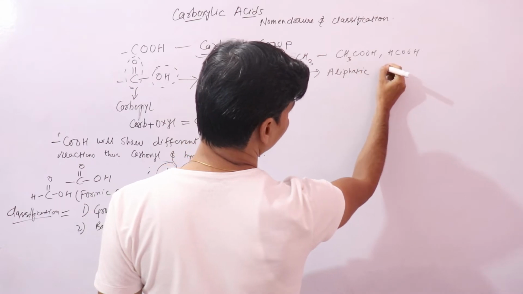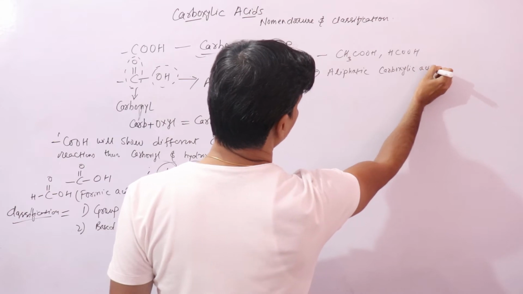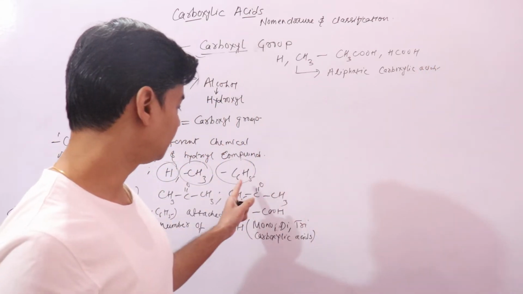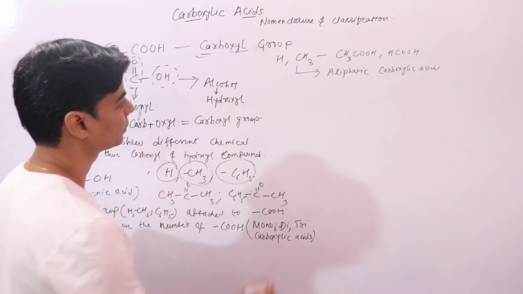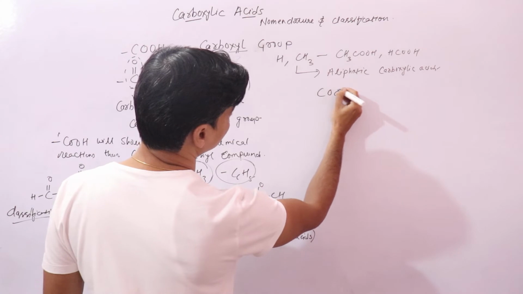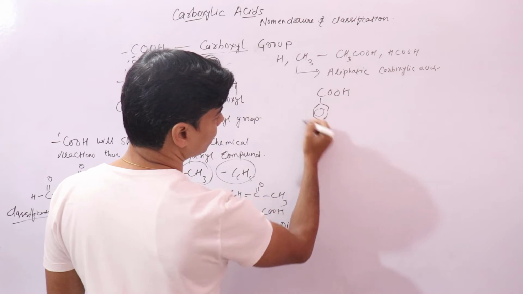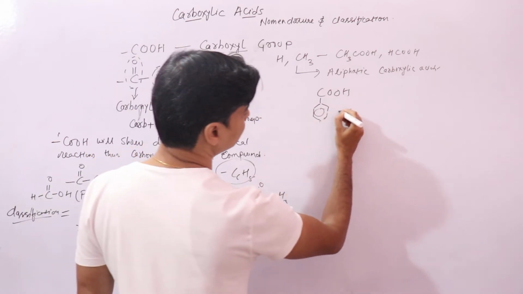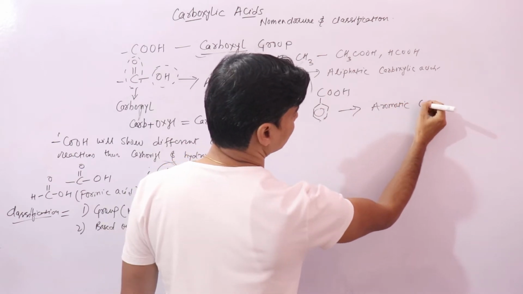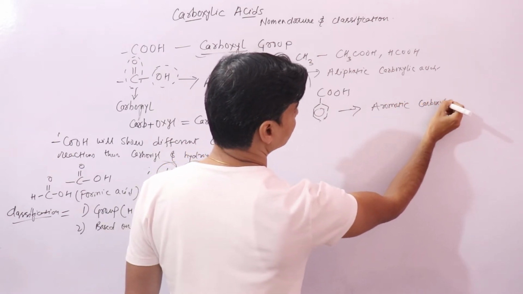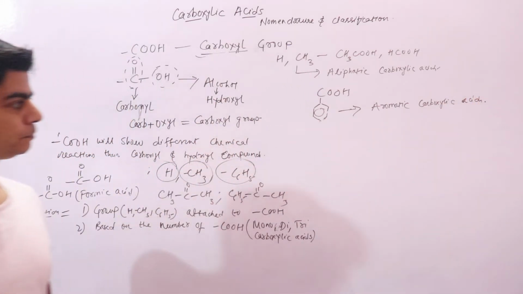We call these aliphatic carboxylic acids. Or if a benzene ring is attached to this carboxylic group, like this, this is your carboxylic group. To this, if I attach benzene, since it has a benzene ring, we call it aromatic carboxylic acids, right?